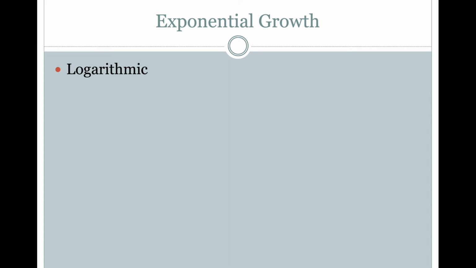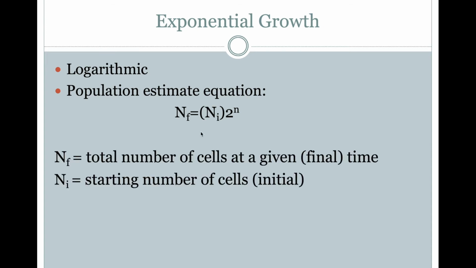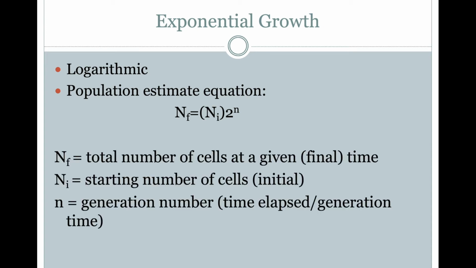So because this is 1 to 2, 2 to 4, this is also considered exponential or logarithmic growth, and we can utilize this population estimation equation to determine the actual quantity of bacteria in a particular region. And you just need to know a few numbers here. So don't be daunted by this equation. It's actually kind of simple. The NF is the total number of cells at a given or final time.